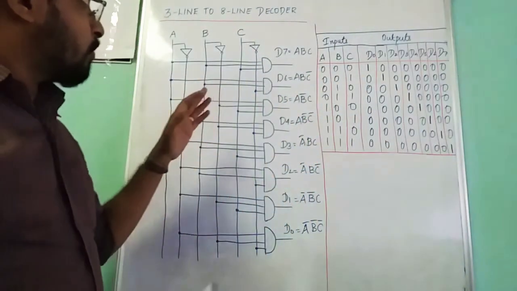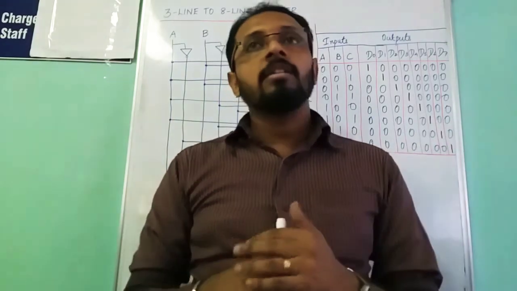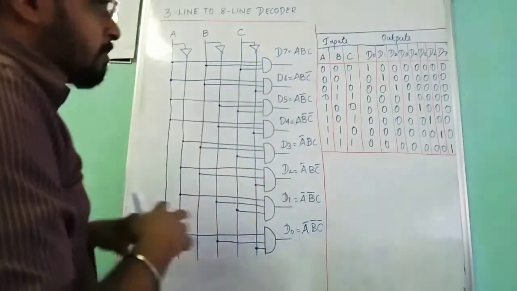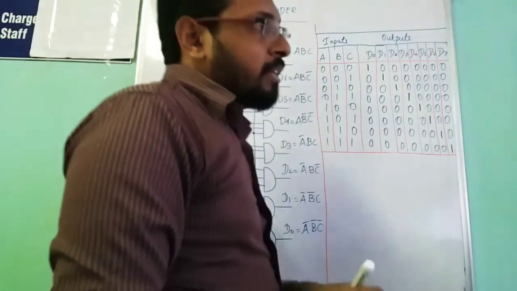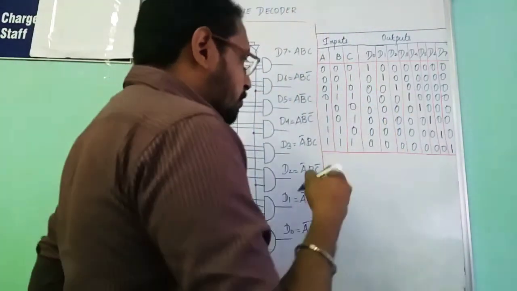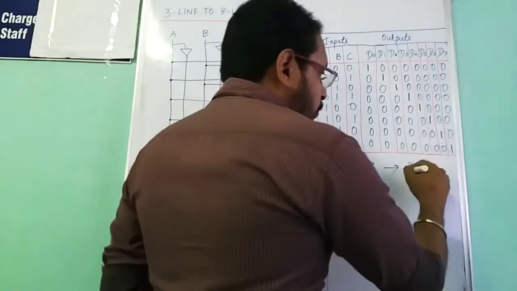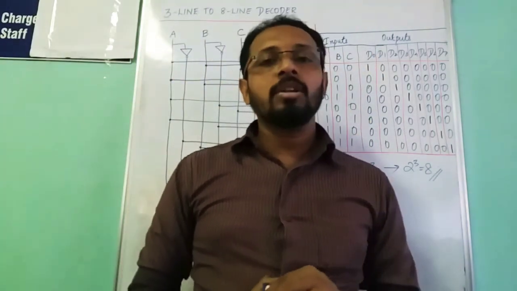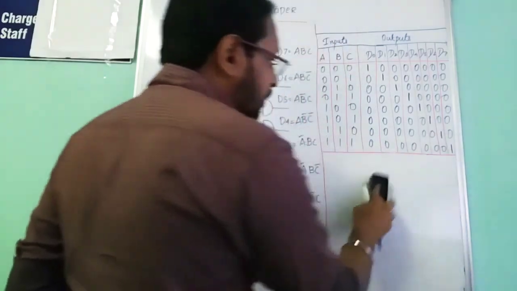I have already drawn the figure of our next topic, the 3-line to 8-line decoder. Once we have learned the concepts of multiplexer, demultiplexer, and related topics, we already know how to construct the truth table and the corresponding figure. A 3-line to 8-line decoder means the number of inputs n is 3, and the outputs will obviously be 2 raised to 3, that is 8. The concept of a decoder is that out of those 8 outputs, only one will be active at a particular time.